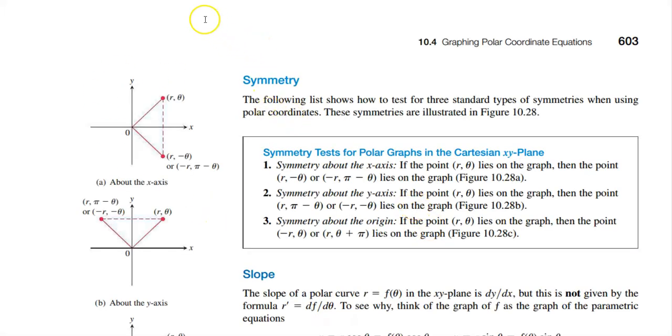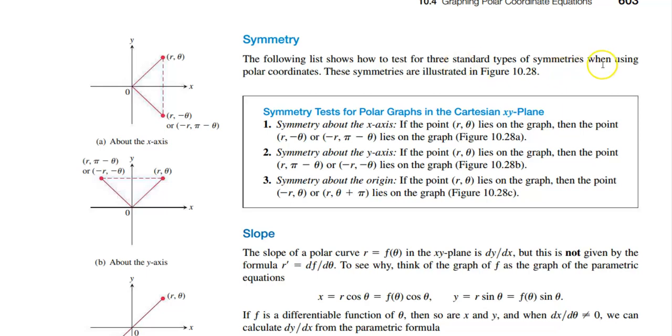First off, symmetry. So this is how we test for 3 standard types of symmetries when using polar coordinates. Just like before, we've seen this stuff before, but not with polar coordinates, right? So a symmetry test for polar graphs in the Cartesian XY plane are what we have here. First off, for symmetry about the x-axis: if the point (r, theta) lies on the graph, then the point (r, negative theta) or (negative r, pi minus theta) lies on the graph as well.